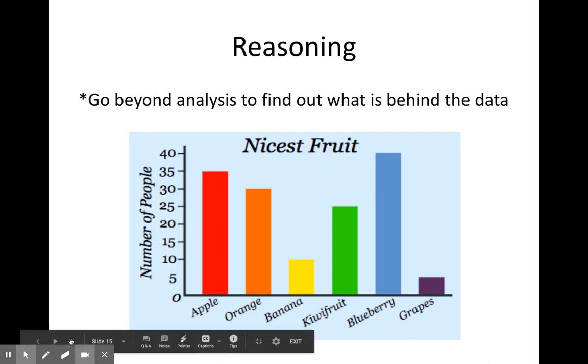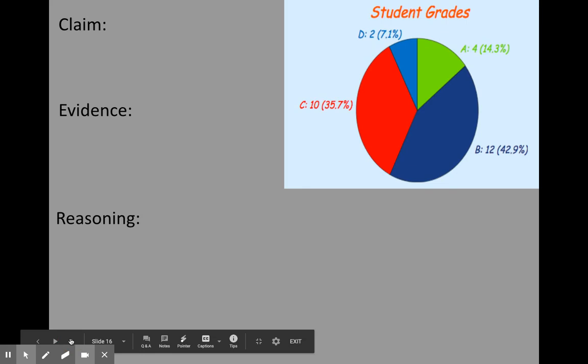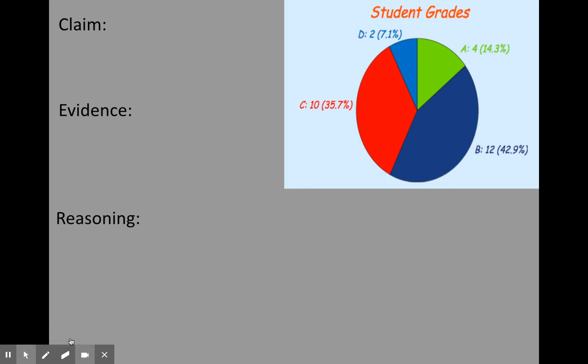And so let's practice this. So here we have a gray slide. So we have student grades. So I want you to make a claim, provide evidence, and give reasoning.